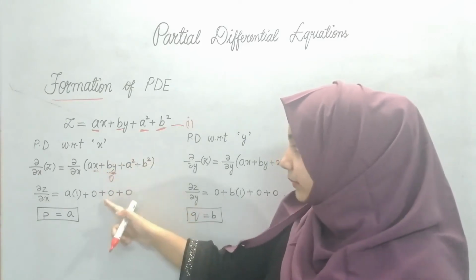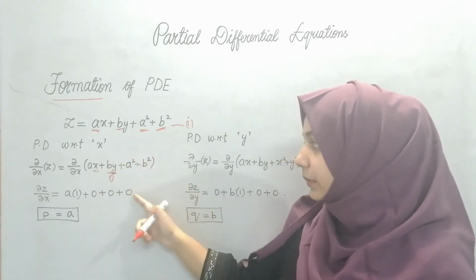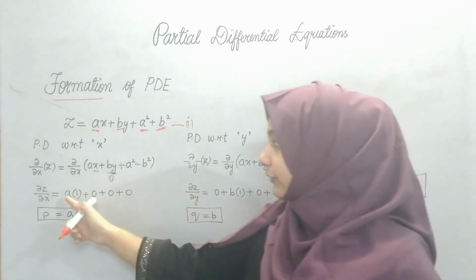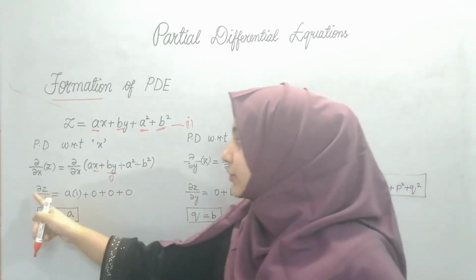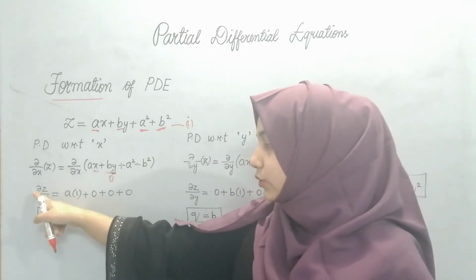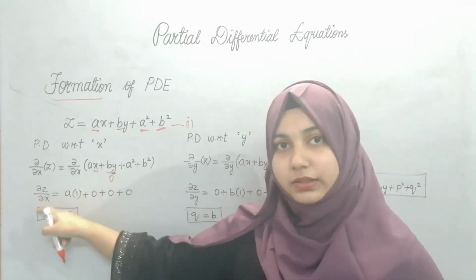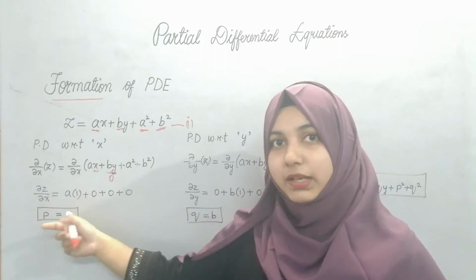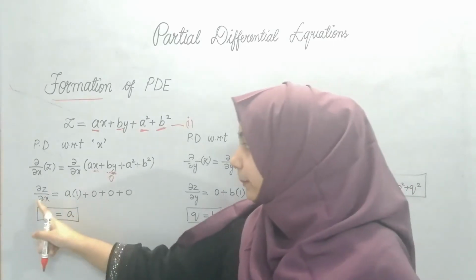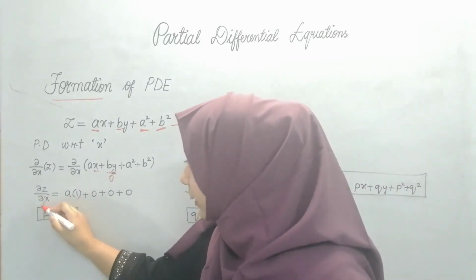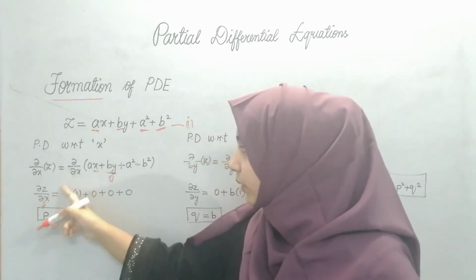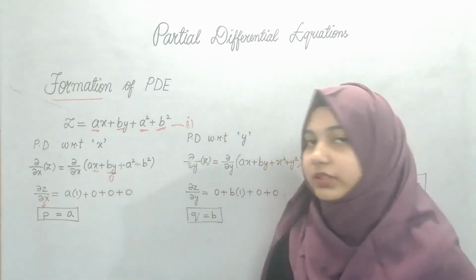Similarly, I don't have any x term, this will be 0. Right? So what am I left with? Only a. A into 1 is a. So see, we saw this. Dou z by dou x, if we represent this with the letter p, so dou z by dou x will be p, is equal to what I'm left with? Only a. So p is equal to a.